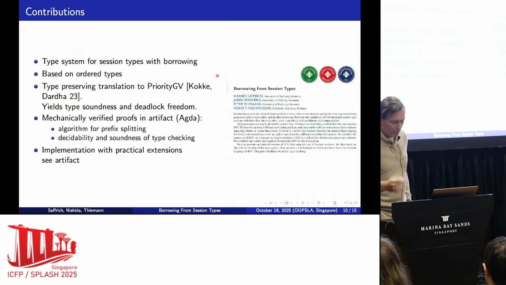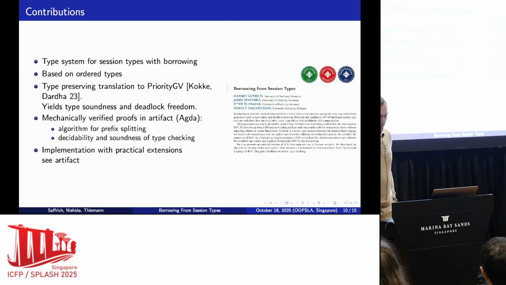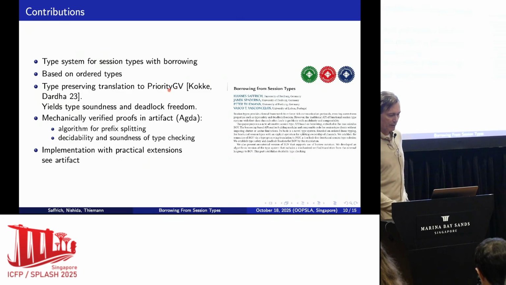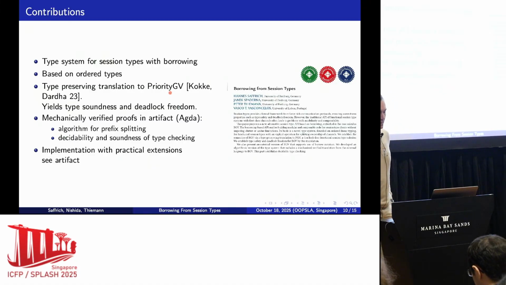So what do you find in the paper? We are presenting a type system for session types with borrowing. As you have heard, this is based on our version of ordered types. The way we implement it is by doing a type-preserving translation to a version of GV with priorities. The reason we do that is that this translation yields type soundness, so we don't have a separate type soundness proof. And it also yields deadlock freedom, because the system priority GV guarantees deadlock freedom.